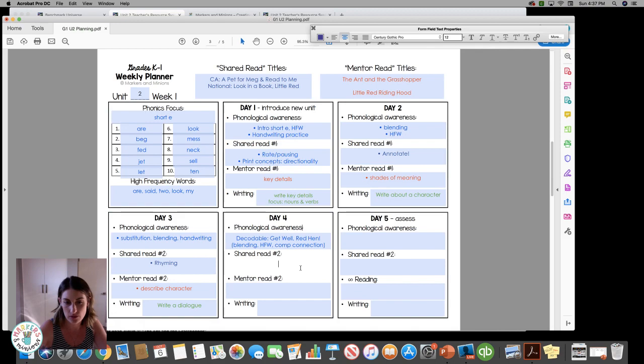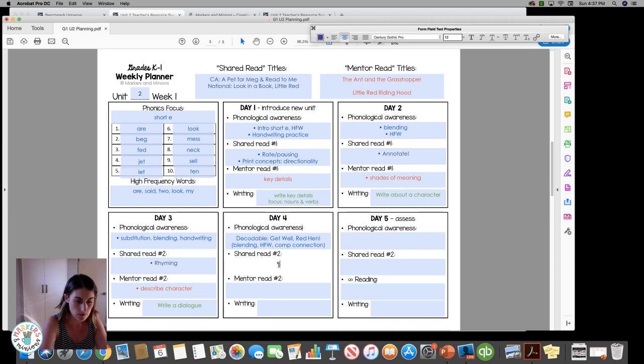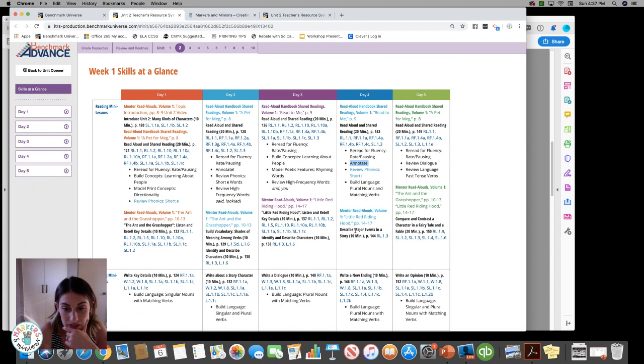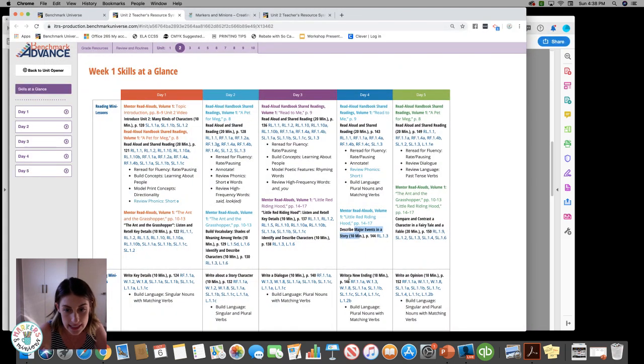Now I'll go into my shared read, and like I said a few times, national, you won't have shared read on days 3 through 5, but for California, we have the annotate lesson again. That's only on days 2 and 4, so I want to make sure that I get to those so that the kids are getting that practice, that opportunity to write in their consumable. And then we've got describe events for comprehension. And the writing was write a new ending.